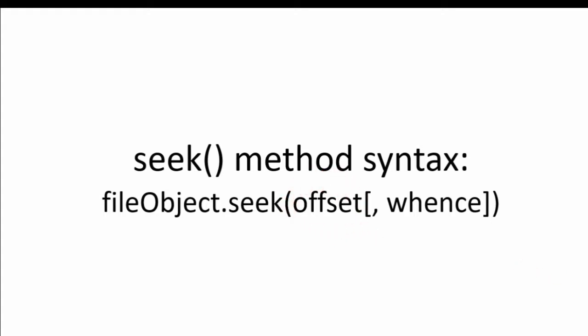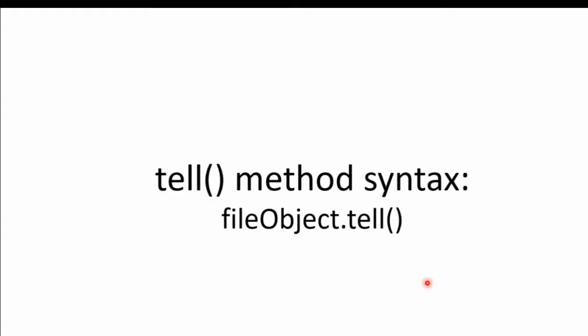So the second method is the tell method. The syntax is pretty simple. We have the file object, dot, and the tell. This is the method's name, and this method has no parameters, and it will return a value. So the previous method will not return any value, but this method will return the current position of the file read or write pointer within the file.